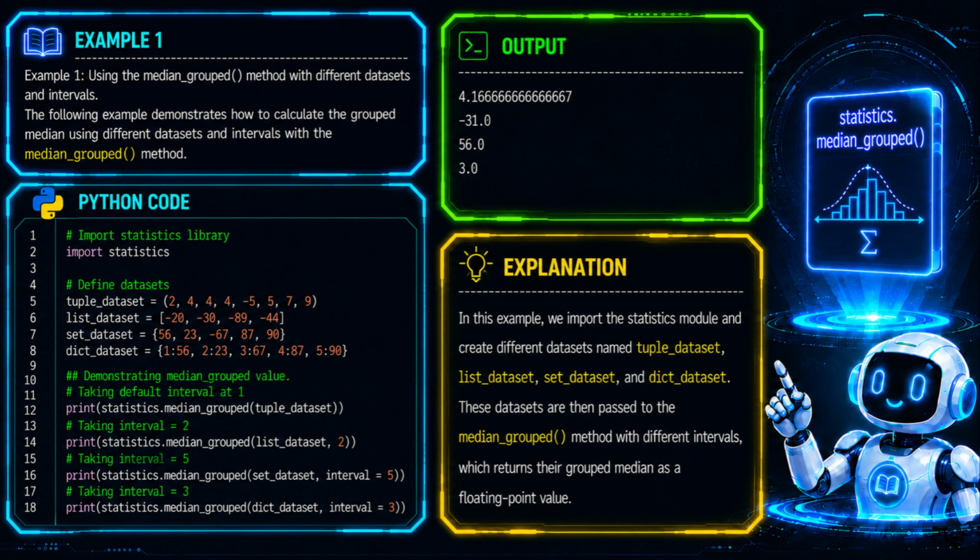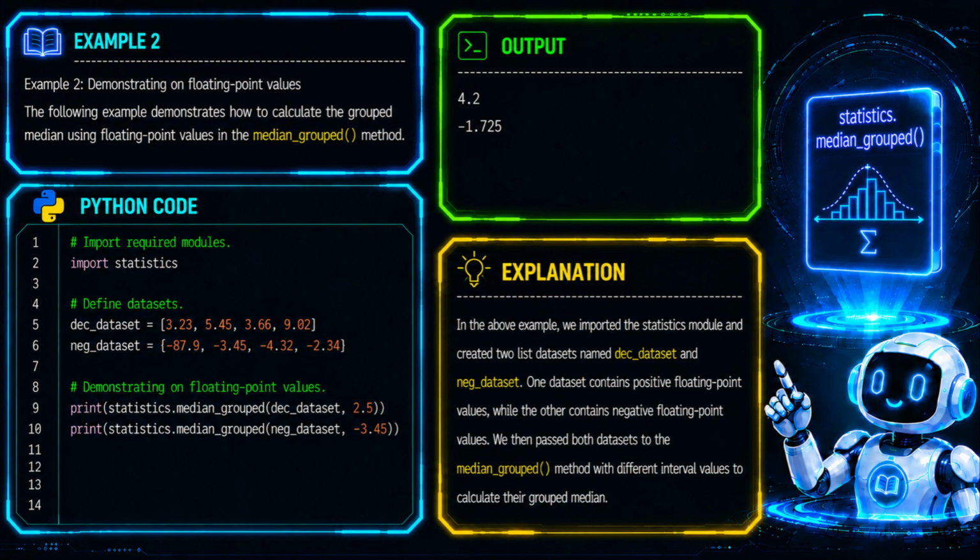Explanation. In this example, we import the statistics module and create different datasets named tuple_dataset, list_dataset, set_dataset, and dict_dataset. These datasets are then passed to the median_grouped method with different intervals, which returns their grouped median as a floating point value. Example 2. Demonstrating on floating point values.